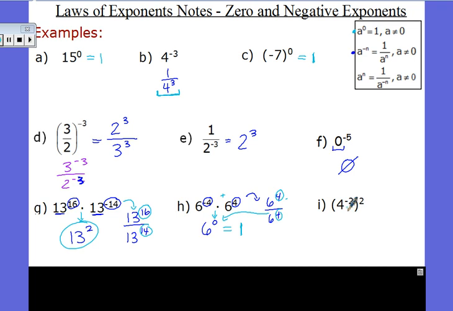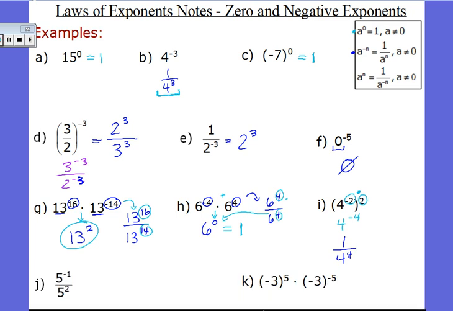Okay, so here we're going to use the power raised to power property to start with. So I've got negative 2 raised to 2. We multiply those together. We get 4 to the negative 4th power. And then I need to use my negative exponent law to write that base in the denominator using a positive exponent. So 1 over 4 to the 4th. Okay.